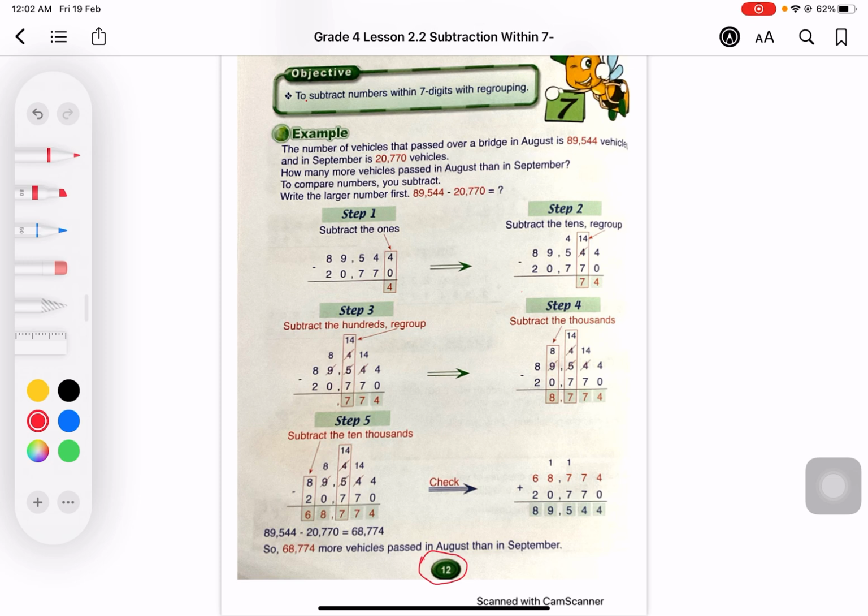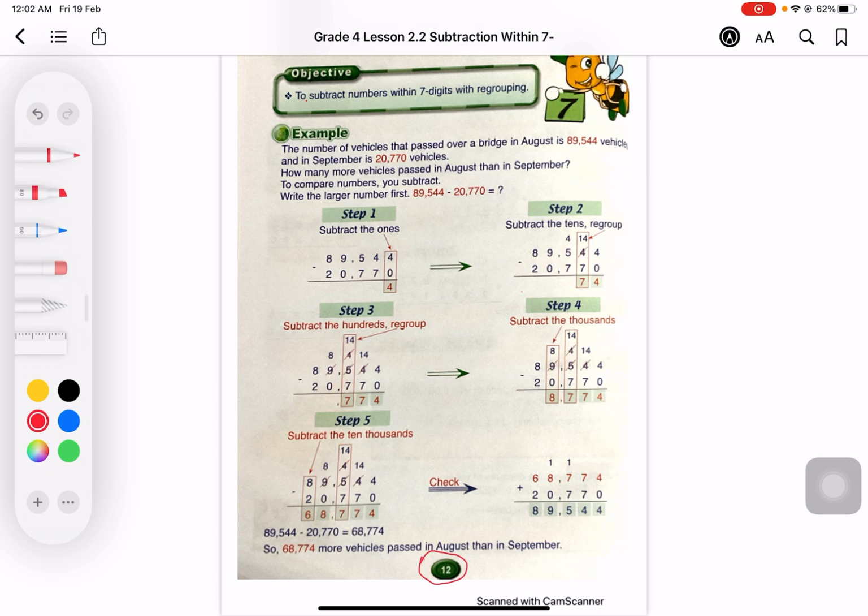To subtract numbers within 7-digit. To subtract numbers within 7-digit with regrouping. Regrouping means borrowing. It means you go when you subtract. The number is too small, so you need to borrow from the number that is beside. And also we are going to learn how to check, okay?